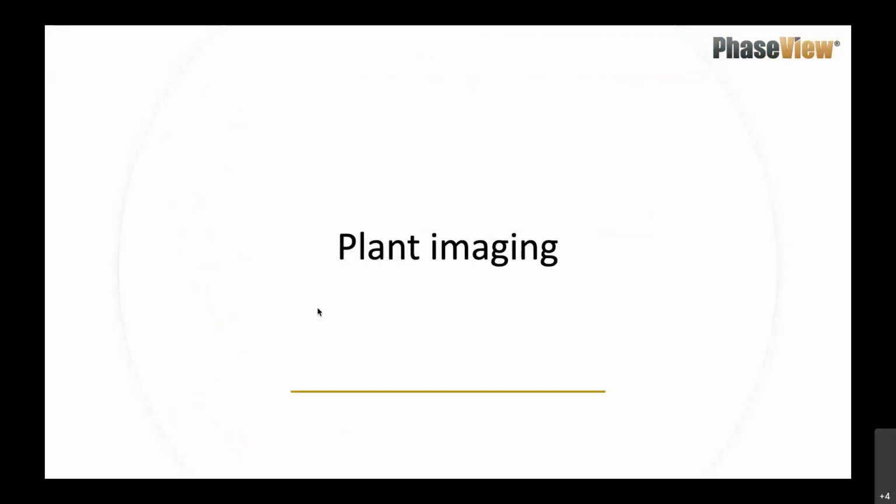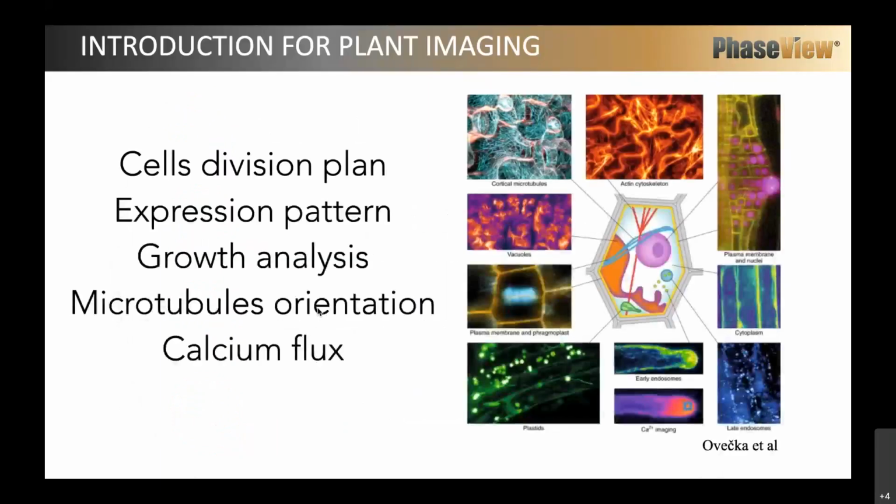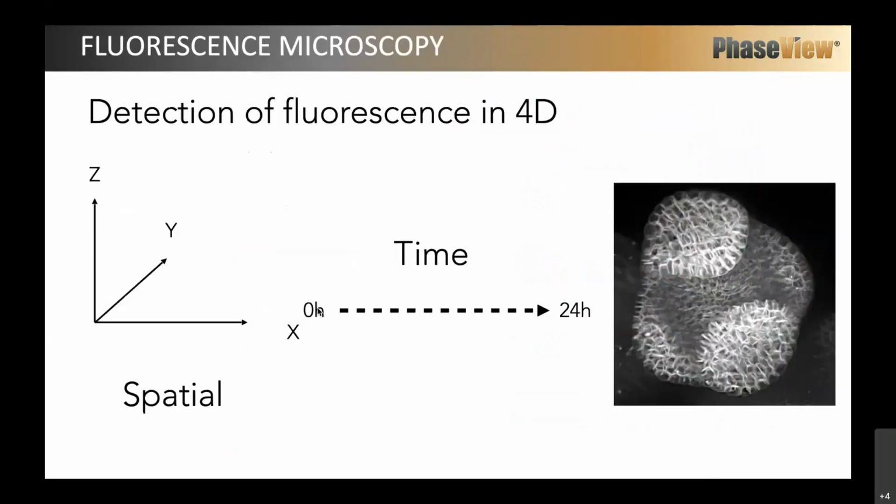So first, plant imaging and imaging in general. In plants, we use imaging a lot for many studies. It can be cell division plane, expression pattern, growth analysis, microtubule rotation, or calcium flux, for example, many applications for imaging. And if you do fluorescence microscopy, what you basically want is to follow fluorescence in 4 dimensions. So you want a 3D image over time. It can be many kinds of signal, but you want a signal over time and in 3D.